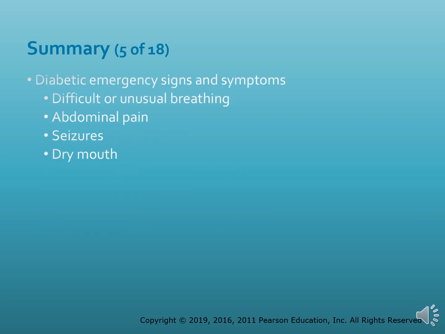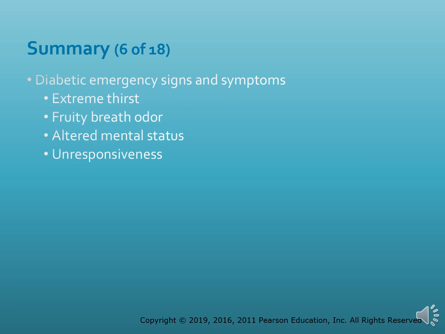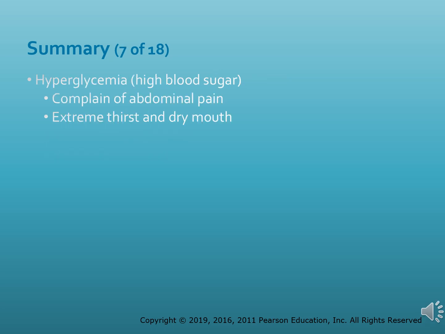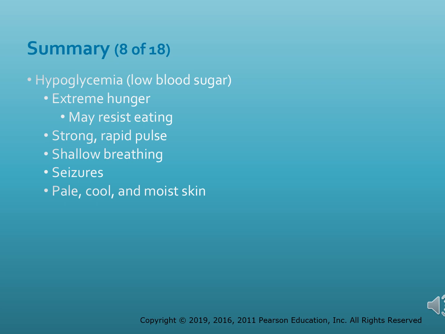Diabetic emergency signs and symptoms include difficulty or unusual breathing, abdominal pain, seizures, and dry mouth, extreme thirst, fruity breath odor, altered mental status, and unresponsiveness. Hyperglycemia, which is high blood sugar: they will complain of abdominal pain, extreme thirst, and dry mouth. Hypoglycemia, or low blood sugar, will cause extreme hunger, may resist eating, will have a strong rapid pulse, shallow breathing, possibly seizures, and pale, cool, and moist skin.